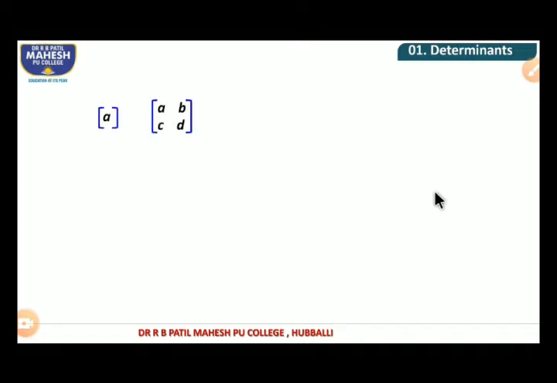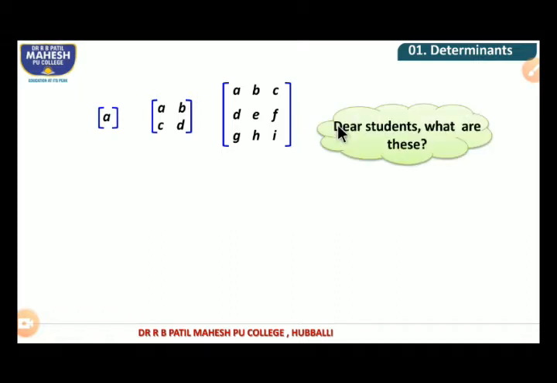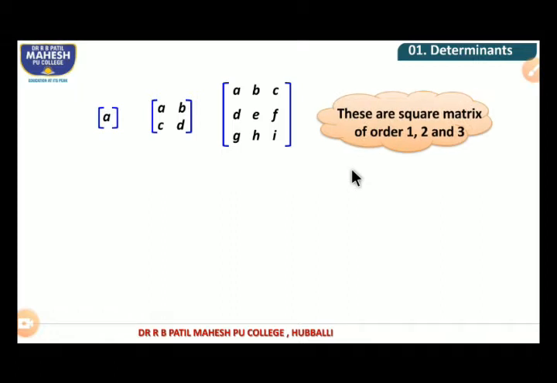Matrices: a matrix of one element A, a matrix of A, B, C, D elements, and a matrix of A, B, C, D, E, F, G, H, I. Dear students, what are these? Definitely, these are square matrices of order 1, 2, and 3, because you have already studied that this matrix has one row and one column, therefore it has order 1 by 1. So commonly we can say that it is a matrix of order 1.